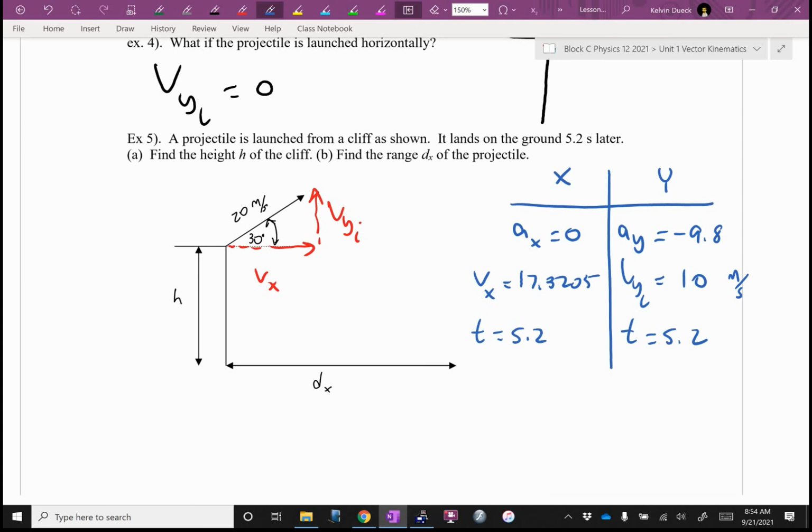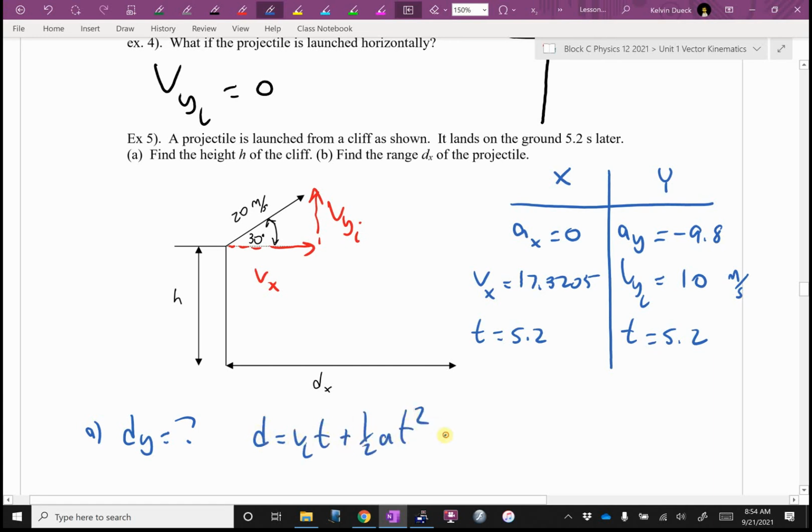What does A want me to find, Liz? What does A really want me to find? D what? dy. I've got everything listed here. I'm just going to make sure I only use verticals here. I'm looking for an equation that's got a dy, a vi, and a t in it. Liz, which one? And is the d already by itself? Well, just straight plug and chug. It's going to be 10 times 5.2 plus 0.5 times negative 8 times 10 squared.